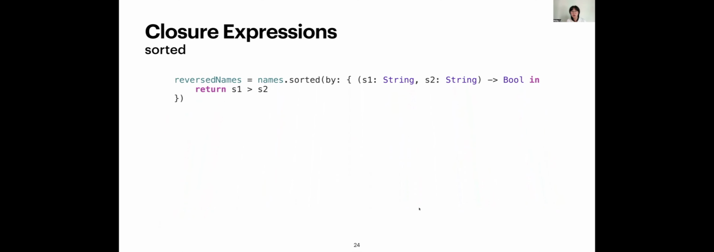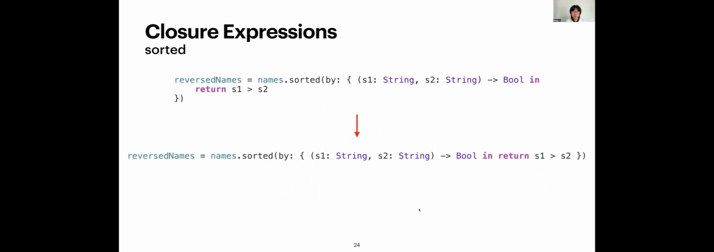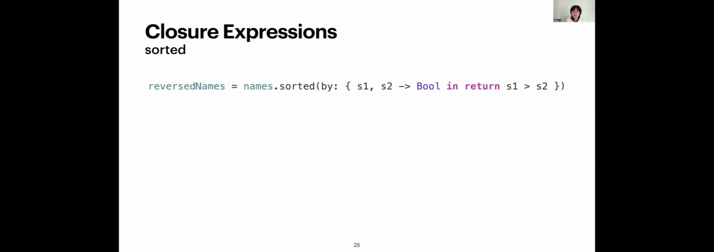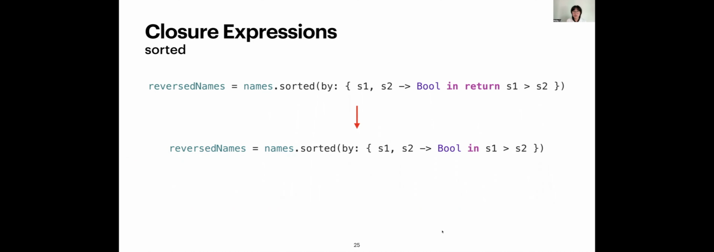First, we can put it all in one line. It's short enough. Then, since Swift knows we are calling sorted on an array of strings, it can infer that s1 and s2 must be String, so we can drop the type annotations. So it's just s1, s2 in return s1 > s2. We can keep going. Swift knows a closure must return a Bool. That's what sorted expects. So we can drop the return keyword since it's a single-expression closure.